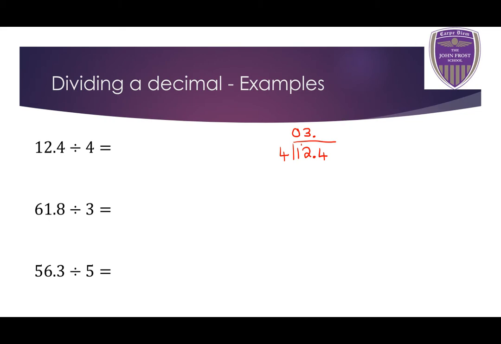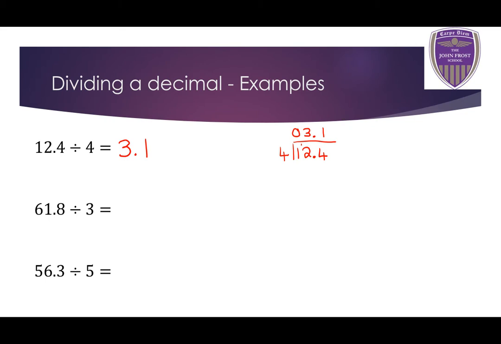And the final bit there, how many 4s are in 4? There is 1 4 in 4. And there's my answer there, 3.1. So 12.4 divided by 4 is 3.1. What about the second one?